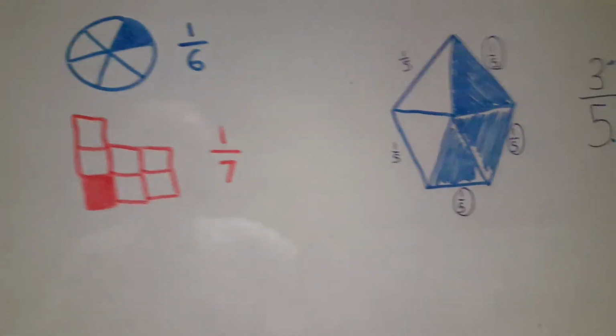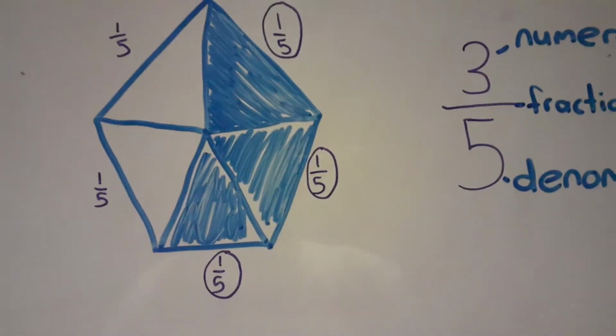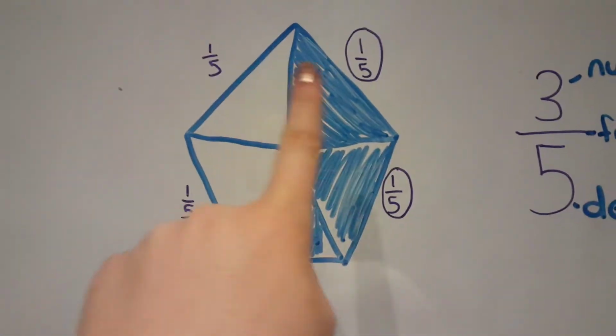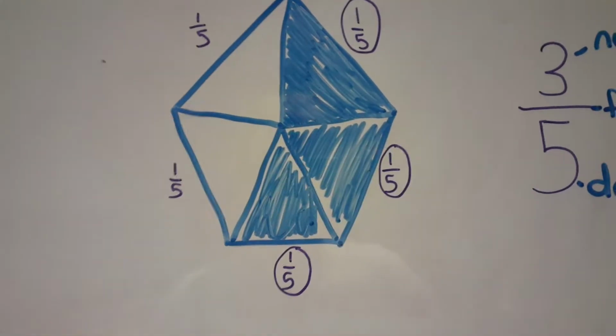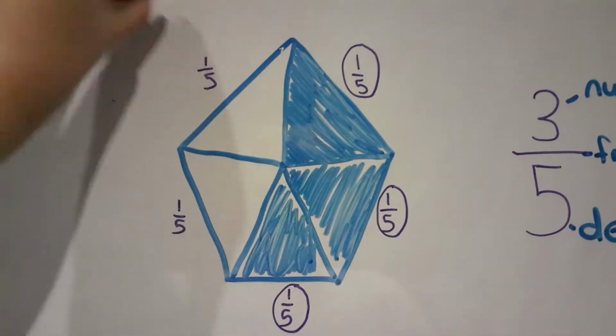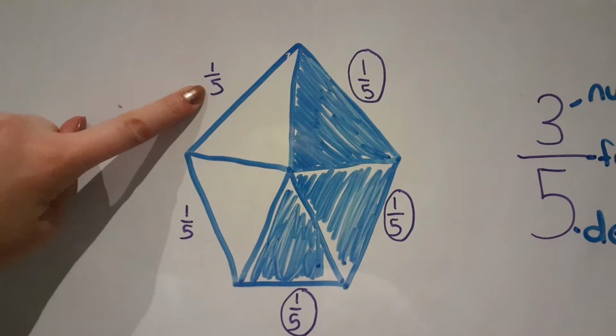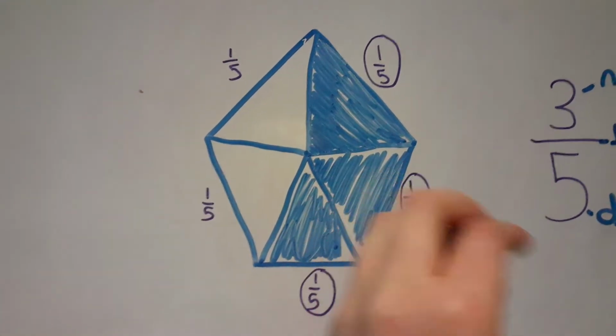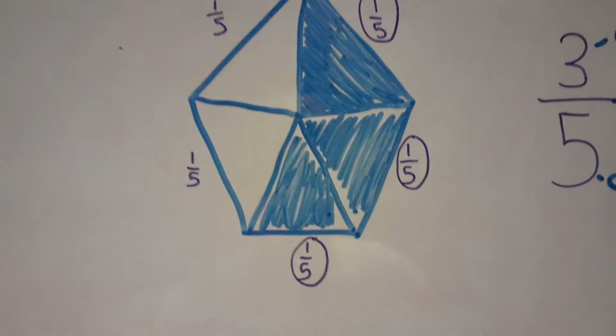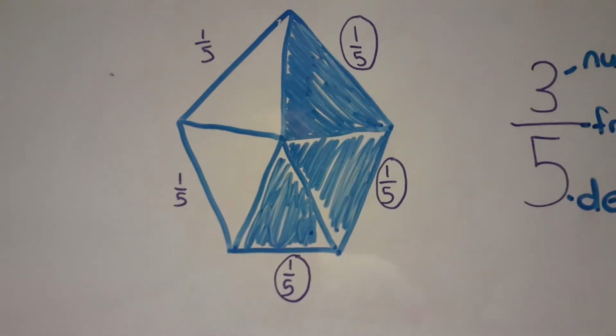So let's go here. We have 5 blocks. 1, 2, 3, 4, 5. If we take 1 out, we get 1 over 5. 1 out. All of these, if we take them apart and have 1 each, we have 1 out of 5.